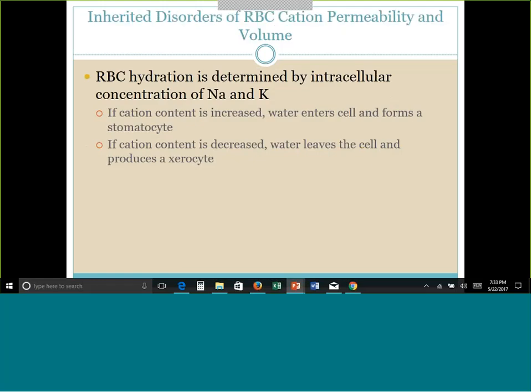All right, on to some inherited disorders that involve your sodium and potassium pumps. We're always pumping potassium or sodium in or out. So you can actually have a defect in the hydration level of your cell. Basically, you can have cells that become stomatocytes that are overly hydrated, that have water coming in too much. Or you can have the opposite, where you have dehydrated cells known as a xerocyte.